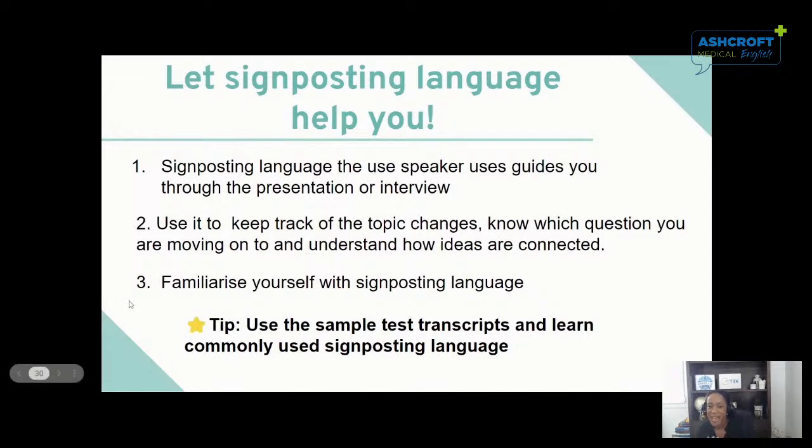If you don't feel that familiar with signposting language, you can try to get used to some of the words and phrases by using transcripts. So you can go to the sample tests that are available on OET.com and use the transcripts there and start looking for these different categories of signposting language that I had mentioned in the session earlier. You'll start to get a feel for common signposting language, and it will really help you keep track.